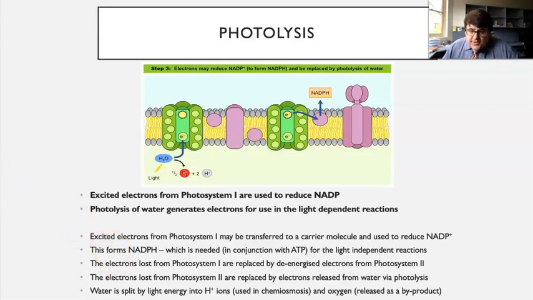That's it for light-dependent reactions, and in our next video we will look at light-independent reactions.